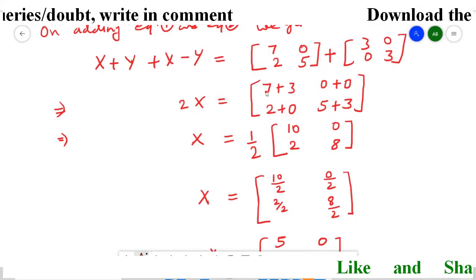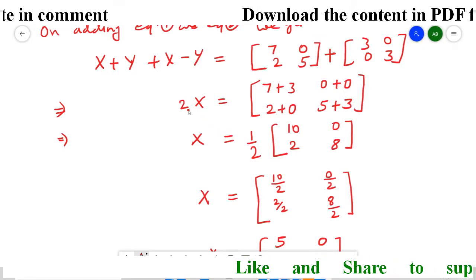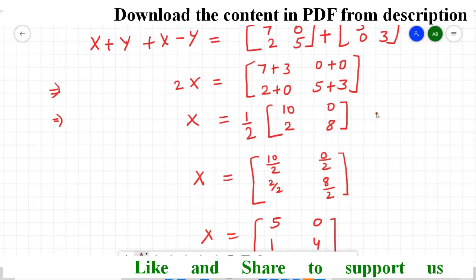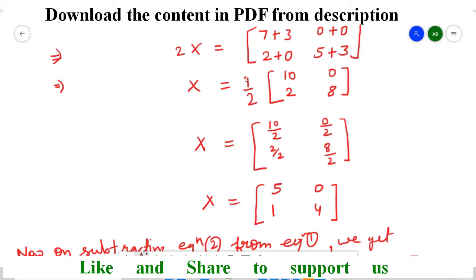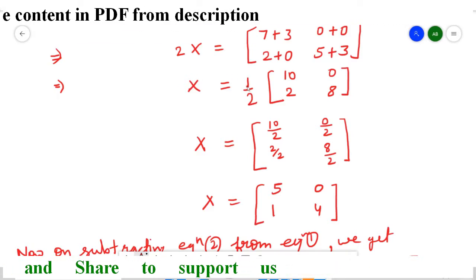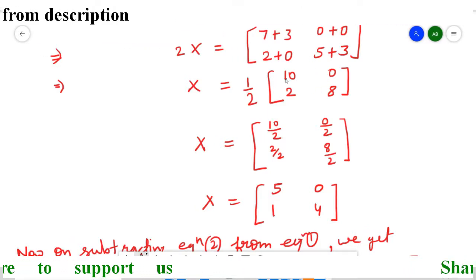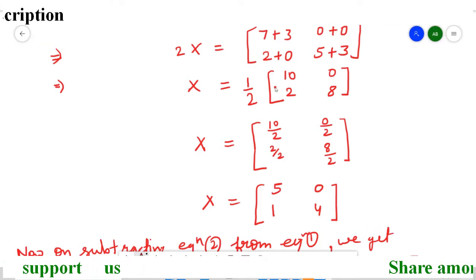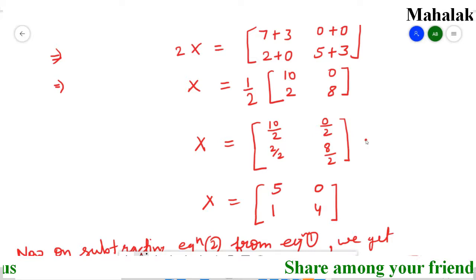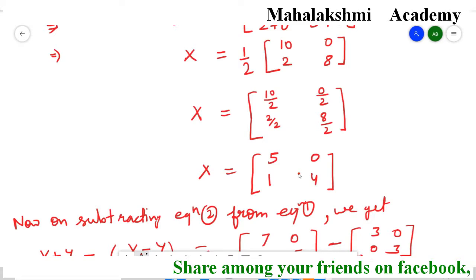Now after adding it I wrote the sum here, and this 2 is in multiply, so when we shift this 2 it will come in the division. Again this 1 upon 2, because 2 came in the division so it came in the denominator. Now this 1 upon 2 will go inside, so it will multiply each element. So it's going to be like this: 10 upon 2, 0 upon 2, then 2 upon 2 and 8 upon 2. Now just cancel them. After cancellation you will get x as like this.